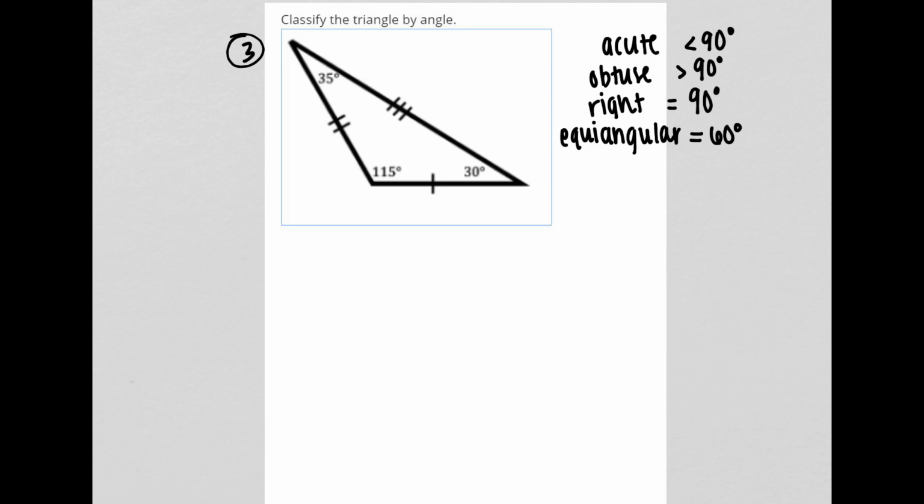So number 3, I want to classify by angle. I look at my 3 angles. I have 30, which is less than 90, 35, which is less than 90, but then I have 115, which is greater than 90. So that means by default, since there is one greater than 90, this is an obtuse triangle, and that's just by angle classification.